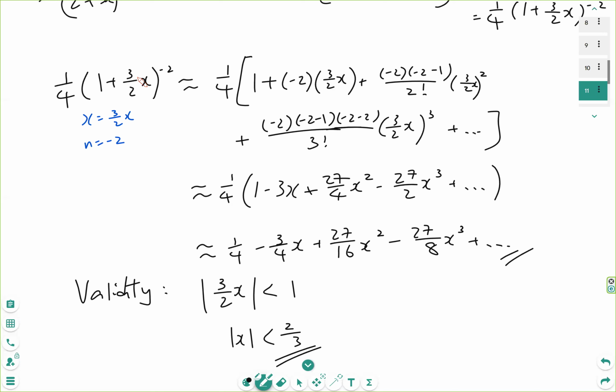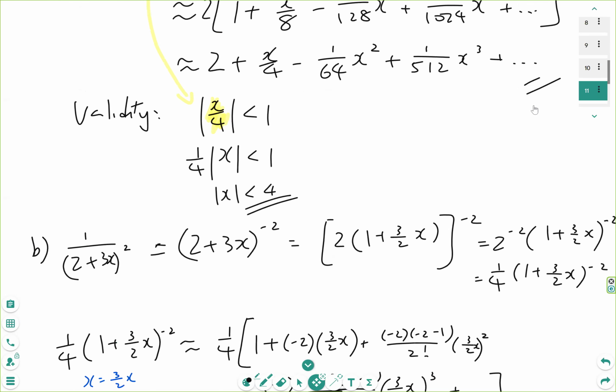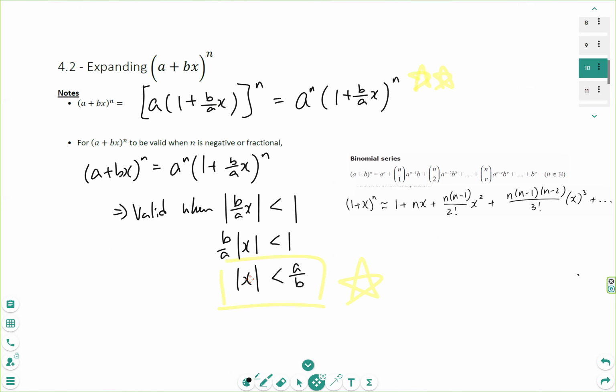That's the validity. So you can think of modulus of x less than b over a, or just take this down and less than that. If you want a quicker way to get to this result, remember the previous one: modulus of x less than a over b. Where do a and b come from? They come from the number in front and the coefficient of x. So it's the number in front divided by the coefficient of x.